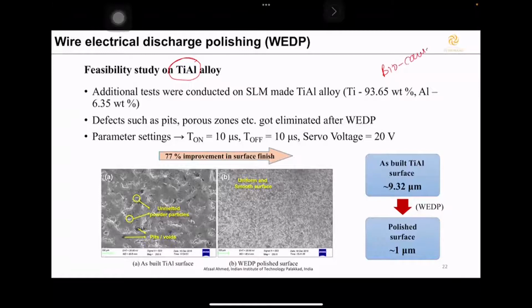As we all know, EDM basically needs electrically conductive material. So we were sure that it would work on titanium, but the challenge we had in mind was whether we would get the same range of improvement or not, because every material behaves differently, the melting point of the material is different, and microstructure plays a very important role. So we tried that, and we found that it is also giving us similar levels of surface integrity.